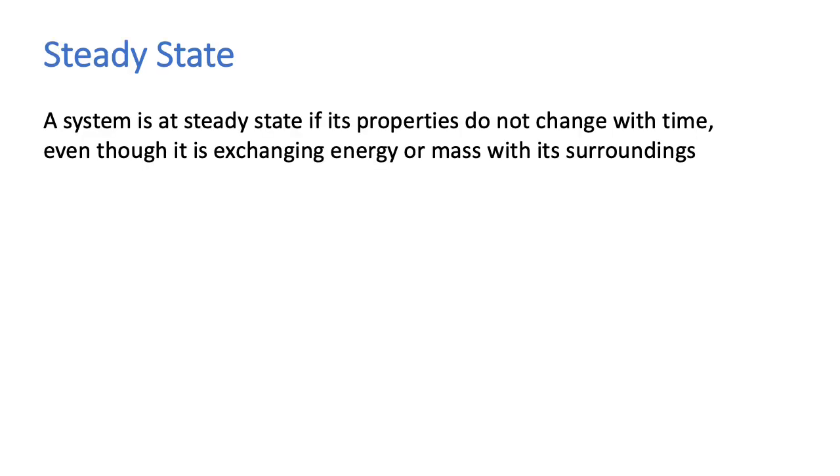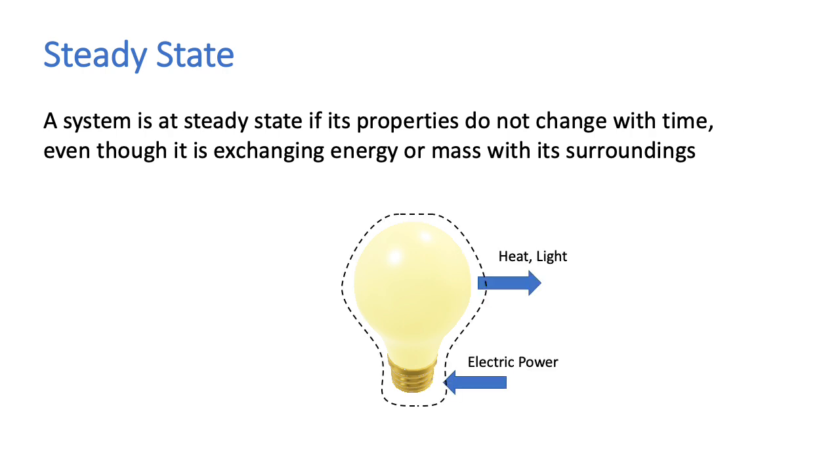A system is at steady state if its properties do not change with time, even though it is exchanging energy or mass with the surroundings. We have a light bulb which is operating, so we are supplying it electrical power and it is losing heat and light to the surroundings. The properties of the system are constant, so its temperature, for example, is constant, even though it is interacting with the surroundings.